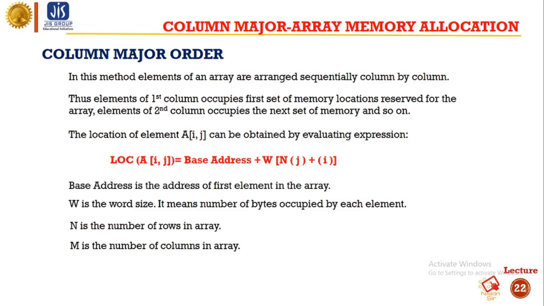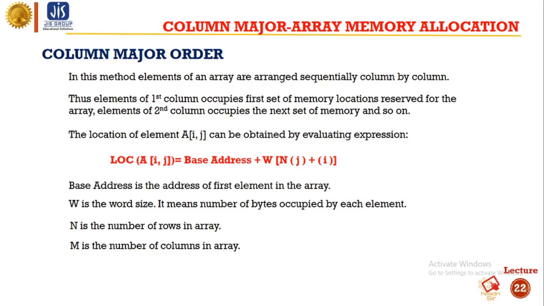In the case of row major order, the formula was location aij equals base address plus w(mi + j). So here it is opposite. Here base address is the address of the first element in the array, and W is the word size, that means the number of bytes occupied by each element.